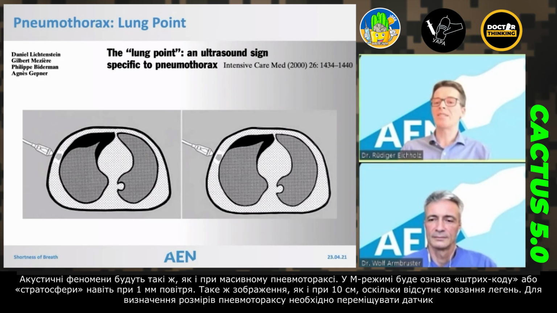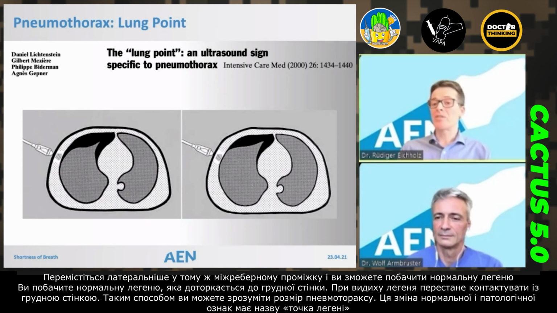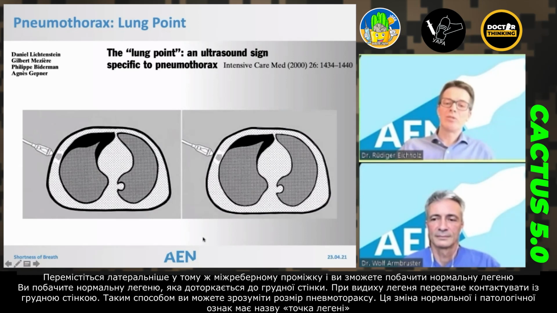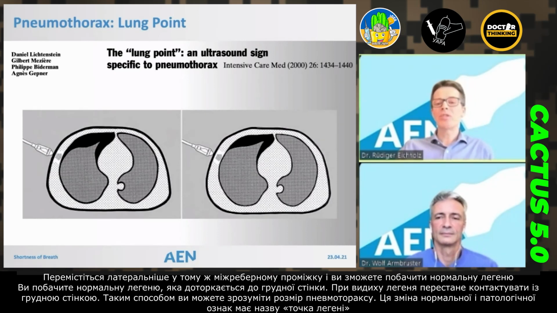Because of this, you need to bring your probe in motion. So you have to slide it more laterally in the same intercostal space, for instance. And then all of a sudden, you may find that you get a normal finding like here. So you slide the probe from the parasternal position more laterally. With pneumothorax, the lung will actually get in contact with the chest wall, and with expiration it will lose the contact. By this, you can say something about the size of the pneumothorax. And this change between normal finding and pathologic finding is named the lung point.